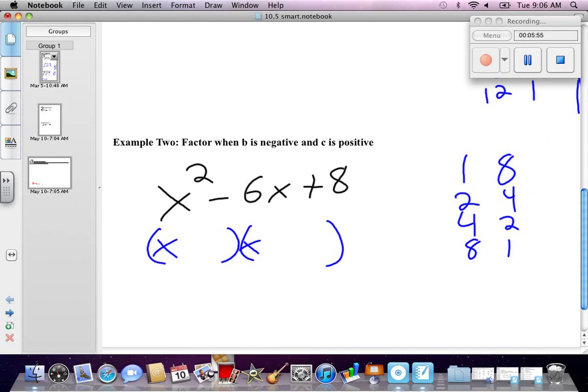Now, I know a positive times a positive is a positive. Is there anything else times itself that gives me a positive? Negative. So both of these are going to have to be negative. Alright, so now which two negative numbers would add up to give me negative 6? 4 and 2.